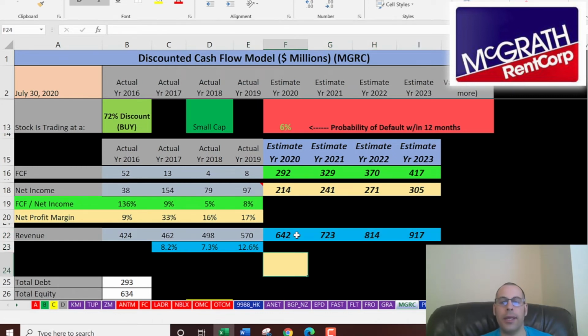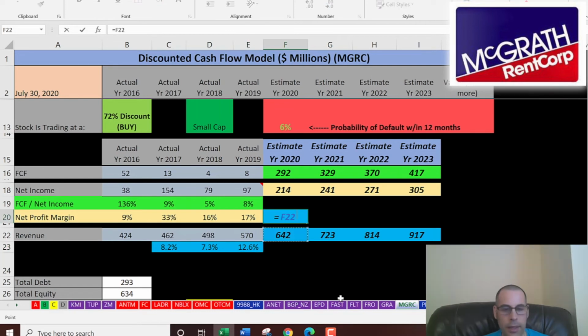In order to calculate the 2020 revenue, I took the 2019 actual revenue, so it's $580 million. And then I assumed the largest growth year, which was 12.6%, the growth from 2018 to 2019. So 1 plus 12.6%, and that comes out to $642 million. To calculate the 2021 revenue, I took the 2020 revenue times the 12.6% growth. To calculate the 2020 net income of $214 million, I took the 2020 revenue, $642 million, times the greatest net profit margin, which was 33% in 2017.